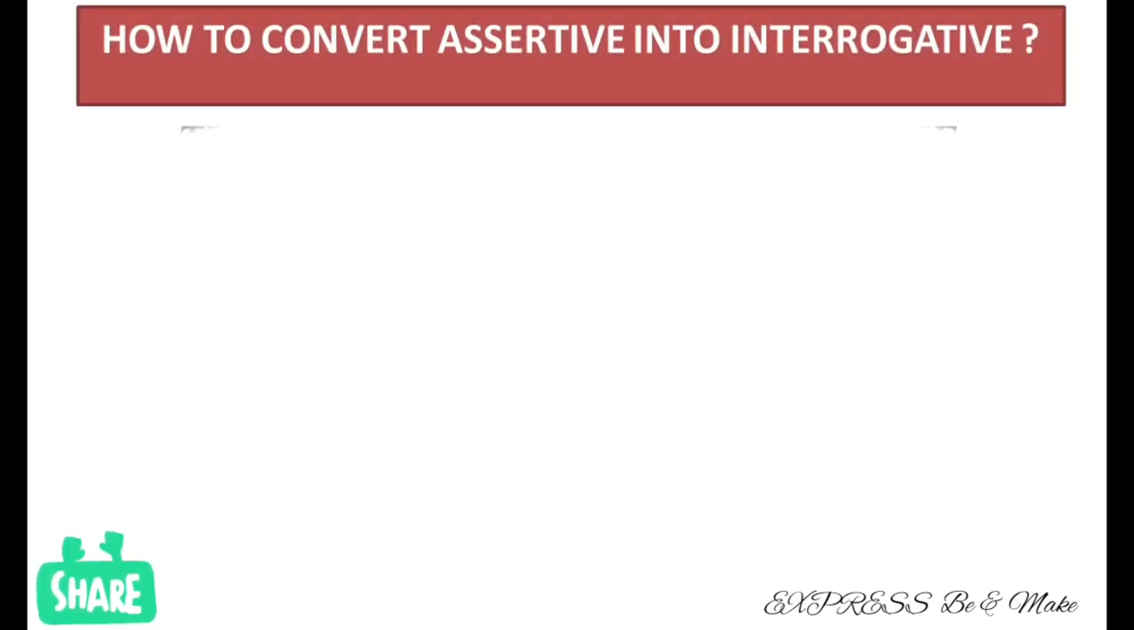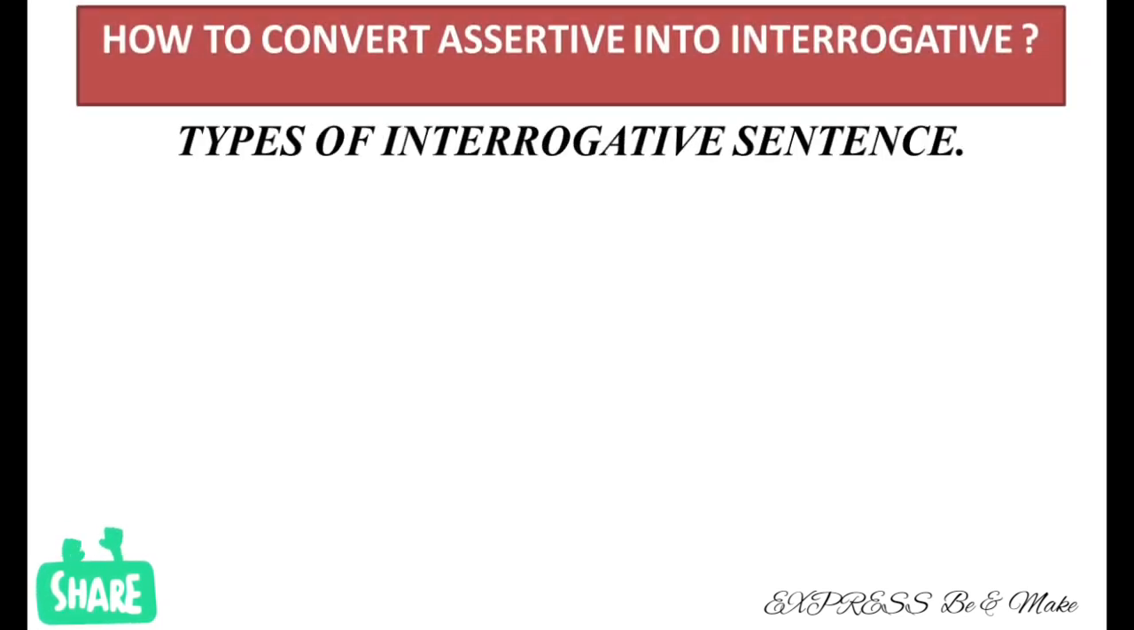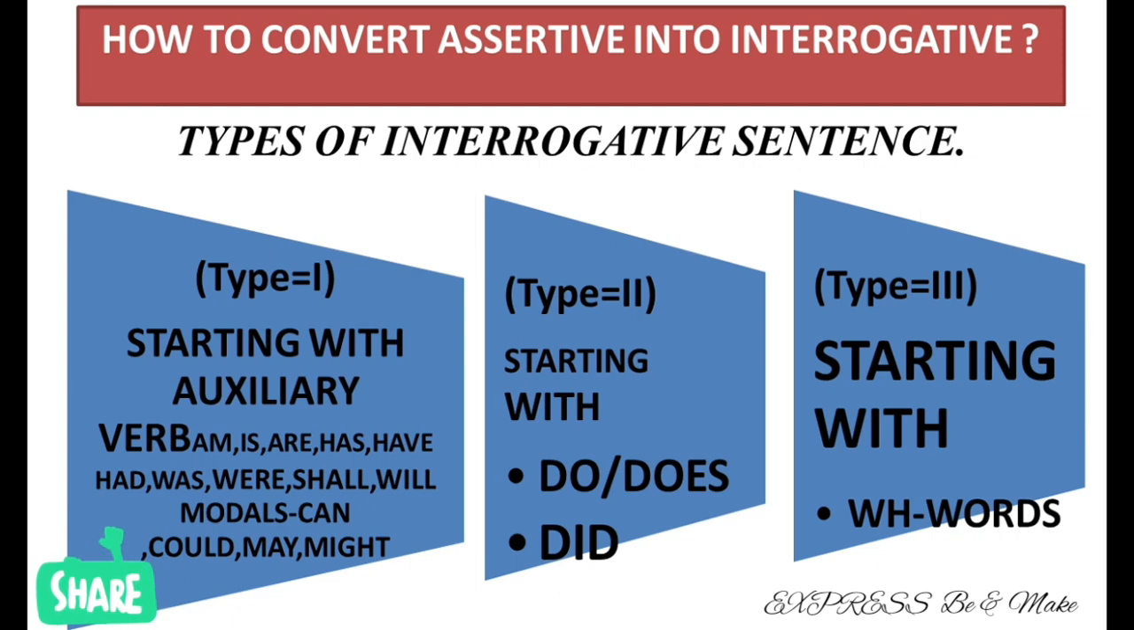So for that reason, first of all, the first part I will do very fast because this discussion is done already. The types of English sentence, that is type 1, type 2, type 3. What is type 1? Type 1 starts with an auxiliary verb. Type 2 starts with do, does, did, and type 3 starts with a WH word.